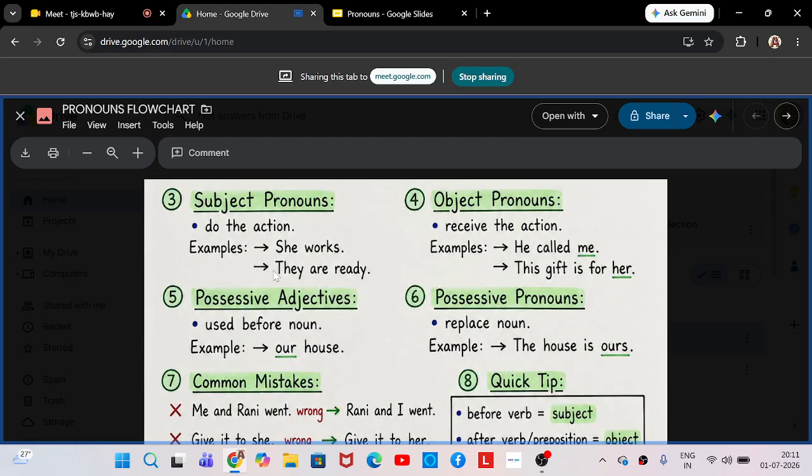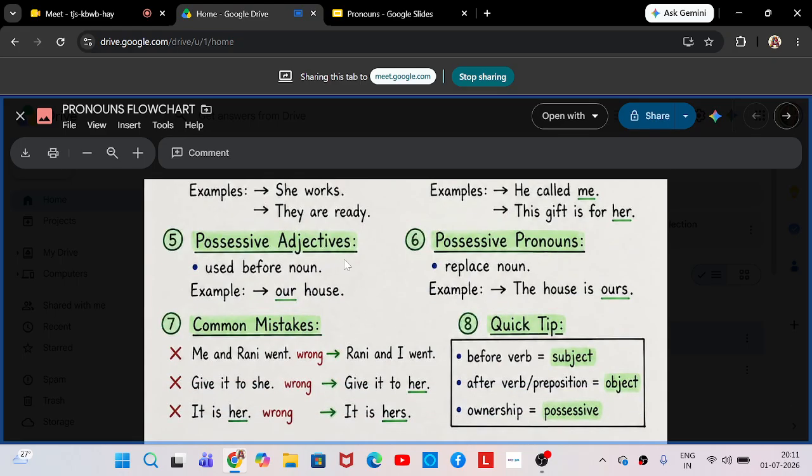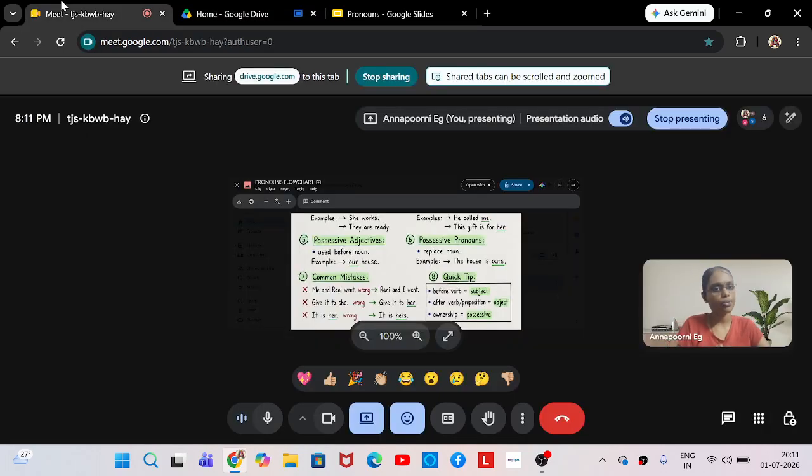Is it clear, guys? Is it clear to everyone? How to understand the difference between possessive adjectives and possessive pronouns? Yes? Yes, ma'am. Okay. What about others? My dear kids, is it clear? Yes, ma'am. Okay, fine.